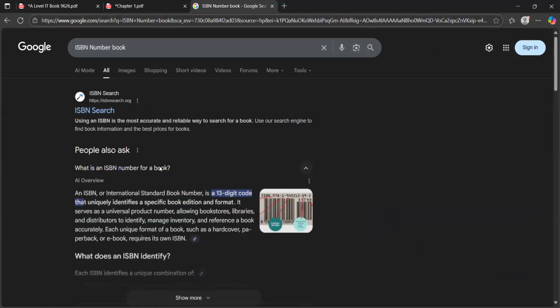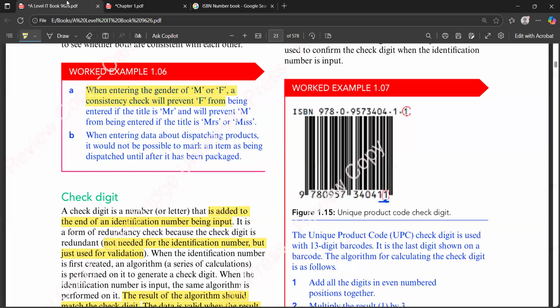ISBN stands for International Standard Book Number. Yes. You can see right here that you have the unique product code and check digit being used with a 13-digit barcode. It is the last digit shown on a barcode. The algorithm for calculating the check digit is as follows.